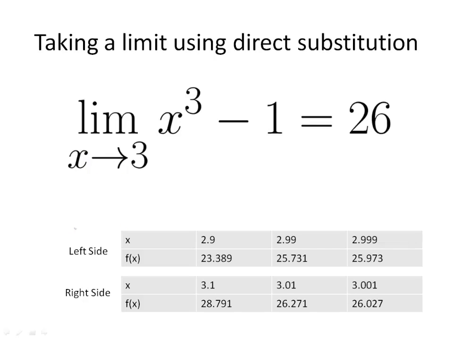So we can actually use direct substitution when we're taking limits. For example, when we take the limit as x approaches 3 of x cubed minus 1 equal to 26, well, in the same way, we can just plug it right in. And if you look on the bottom here, as we approach from the left, we get closer and closer to 26 here. And then from the right side, we get closer and closer to 26. Okay?